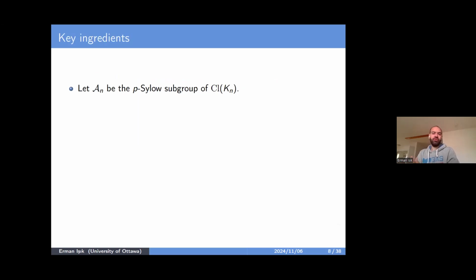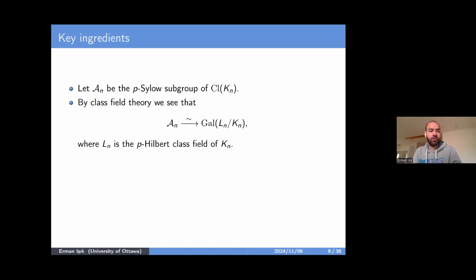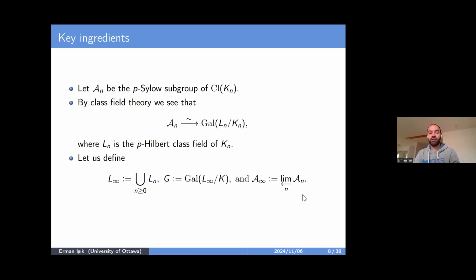And how do we obtain such a result? Well, the key ingredients are the following. By class field theory, we can see this p-Sylow subgroup as a Galois group of an extension of the nth layer. L_n denotes here the p-Hilbert class field. And we collect all those things together. This idea, collecting all finite pieces together, obtaining an infinite object, is the main approach of Iwasawa theory, which I will mention later.